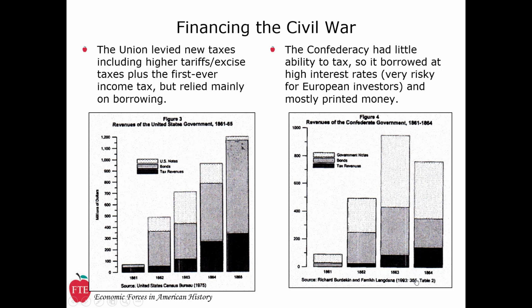And so you'll see in figure 3 here, the three categories. First notice how the expenses are rising tremendously during the course of the war. But the Union at first is relying mainly on taxes. But then as the war really kicks into gear, they're borrowing more and more. They also, a lot is coming from just printing up the U.S. government notes. See the relative importance of those.